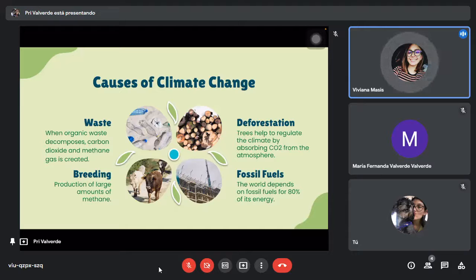Also, we have waste. When organic waste decomposes, CO2 and methane gases are created. In the case of methane, it is created when there is no air present, while with CO2 it is the natural product when anything rots in air.